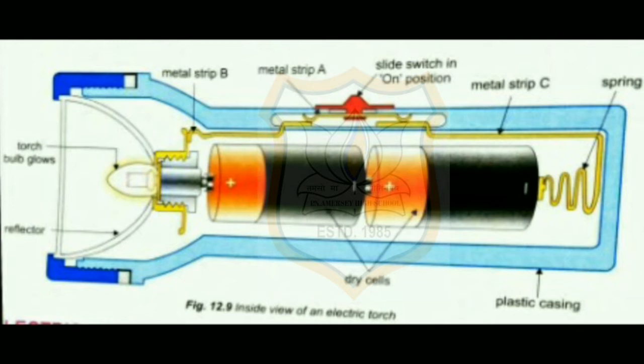When the switch is pushed to the off position, the contact between metal strips A and B is broken and the circuit is incomplete. Now the current cannot flow through the circuit and the bulb does not glow.